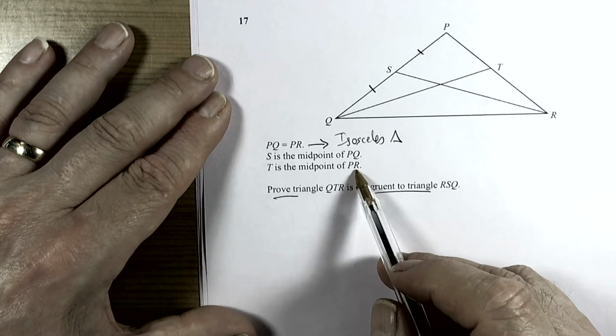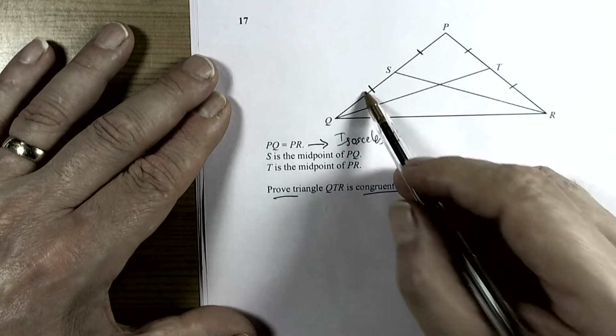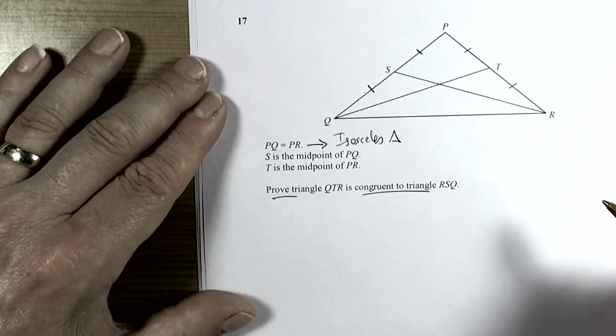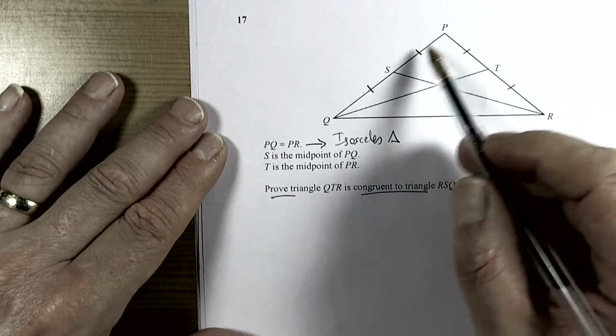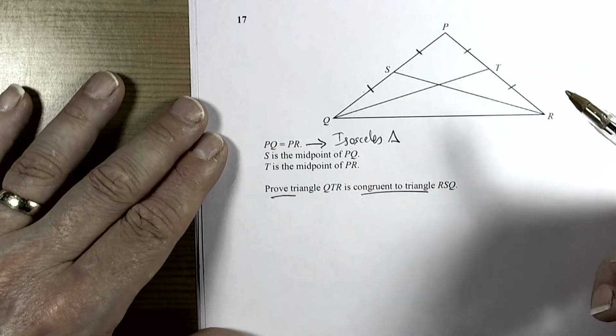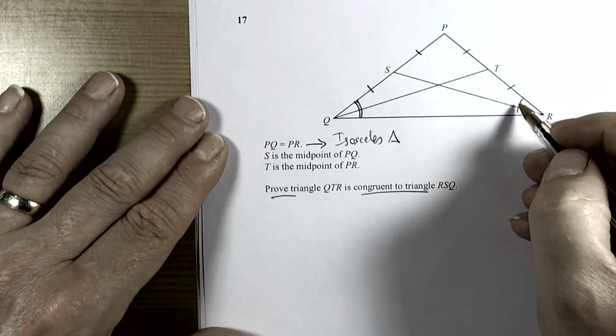And T is the midpoint of PR, so it tells me that that length is identical to that length, is identical to that length, is identical to that length, because they told us that PQ and PR are the sides of the isosceles triangle. Okay, so we know that those lengths are all the same. It's an isosceles triangle, so that means that the whole of that angle must be the same as the whole of that angle.